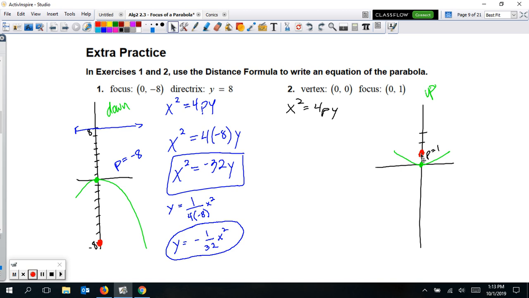That's going up, so it's a positive direction. 1 unit. So we're going to plug in 1 for p. That's very easy. Just 4 times 1 is 4. So x squared equals 4y. That's one equation we can have.